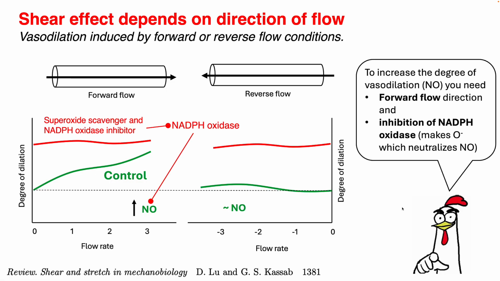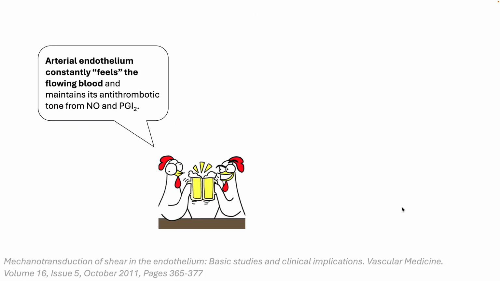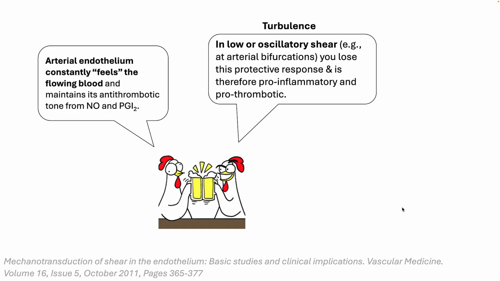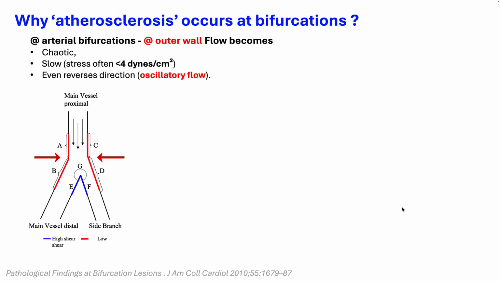The other factor that affects your vasodilation is your NADPH oxidase. NADPH oxidase makes superoxide radicals, which neutralize your nitric oxide. So arterial endothelium constantly senses the flow and maintains its antithrombotic properties from nitric oxide and prostaglandin I2. And in low and oscillatory shear, which is caused by turbulence, you lose this protective response. So atherosclerosis occurs at bifurcations because on the outer walls at bifurcations, the flow becomes chaotic, slow, and oscillatory.